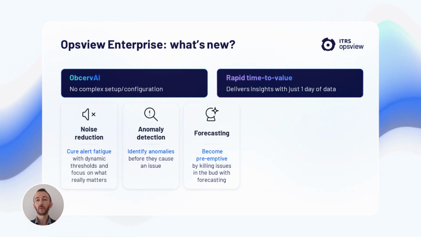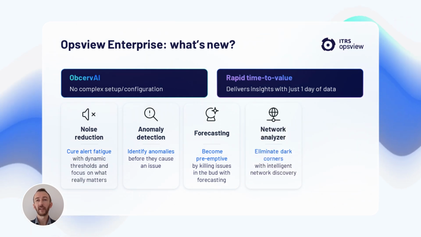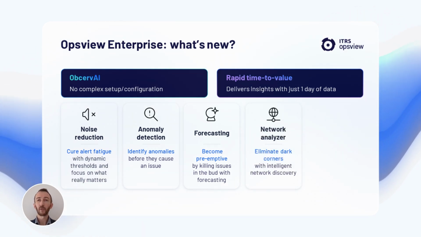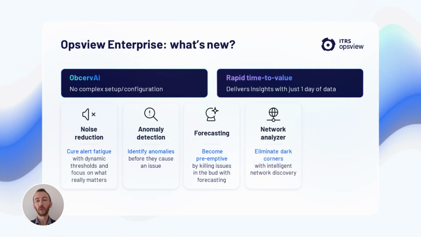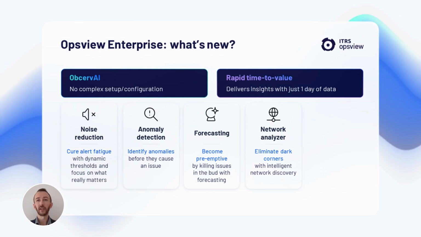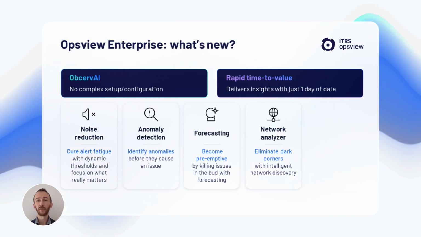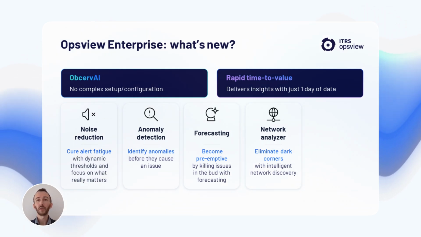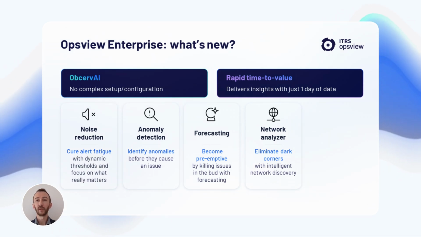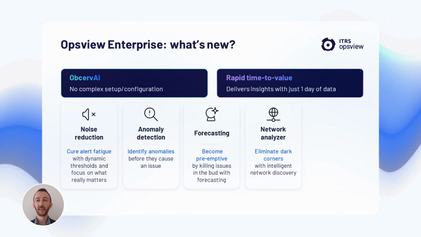And with Opsview Enterprise, we're also including Network Analyzer in there to combine both our infrastructure monitoring as well as additional network monitoring. So you've got that full picture, and you can eliminate dark corners with intelligent network discovery and network topology mapping. So it gives you a view not just for what you're monitoring, but what's connected to your monitoring that you want to include but you don't currently have, and make sure you eliminate those dark corners.